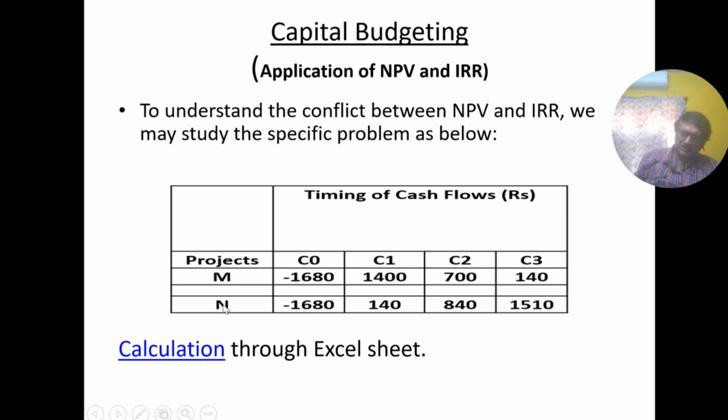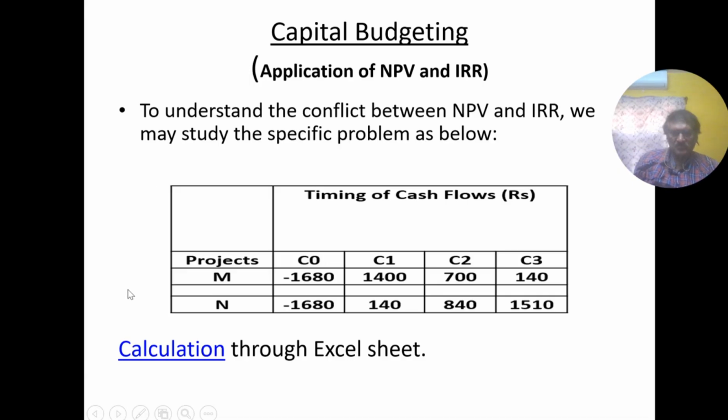project M and project N, and these are the cash flows for both the projects. C0 means initial investment, C1, C2, C3, first year, second year, third year. This is the timing of the cash flows. All are presented in rupees. I have not taken very high values, because high value and low value, the decision criteria is the same. That's why we have not taken a very high figure for discussing the problem.